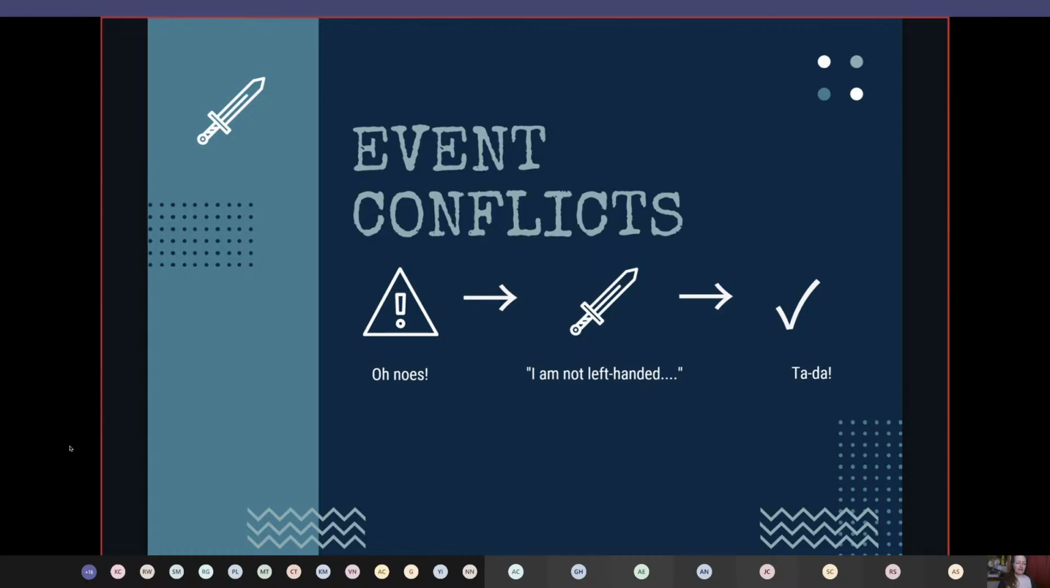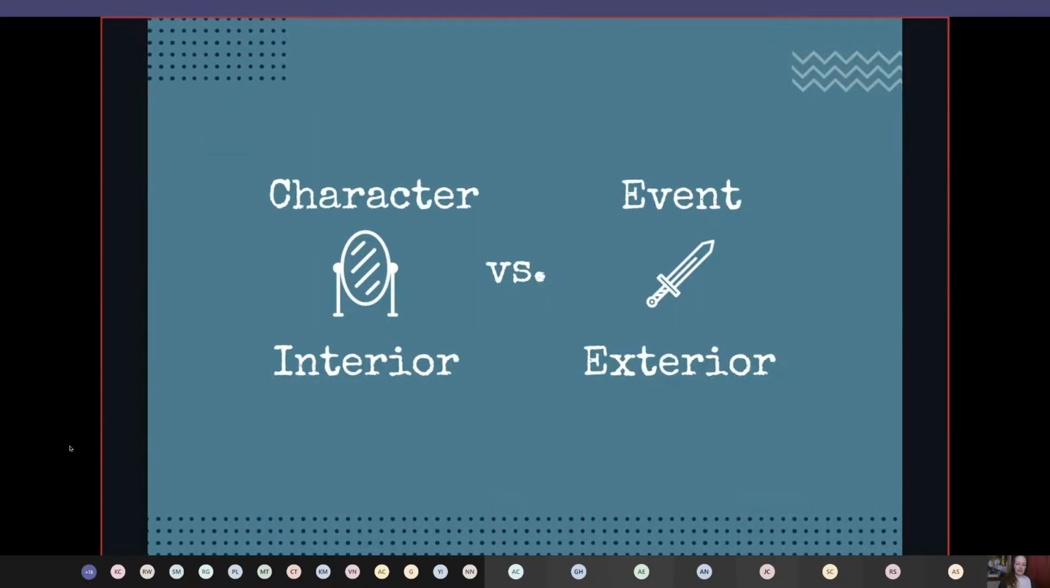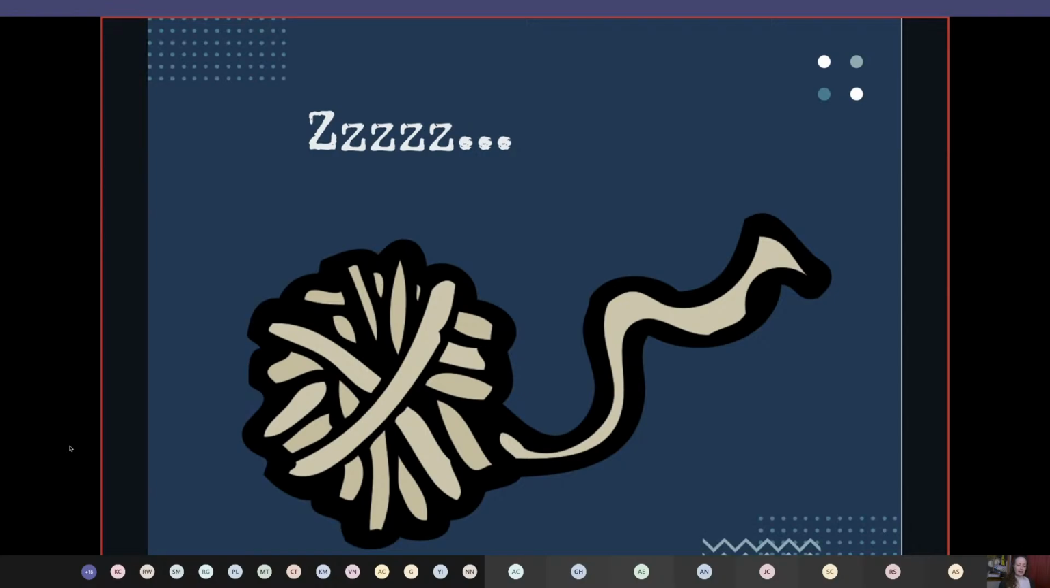Now, it's easy to confuse character stories and event stories. Character stories are about internal conflicts. "I'll never be good at this." Event stories are about external conflicts. "Oh no, an asteroid is coming at the Earth." So that's what the individual MICE elements look like.